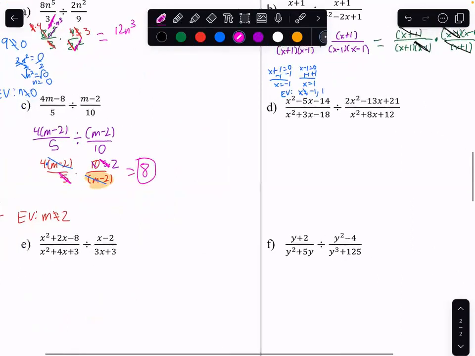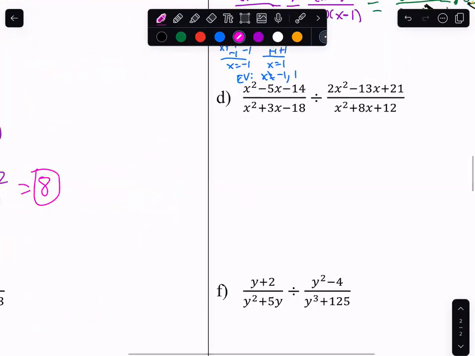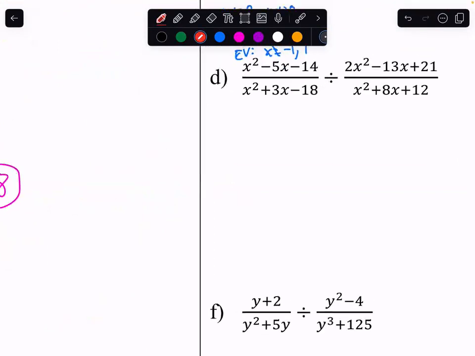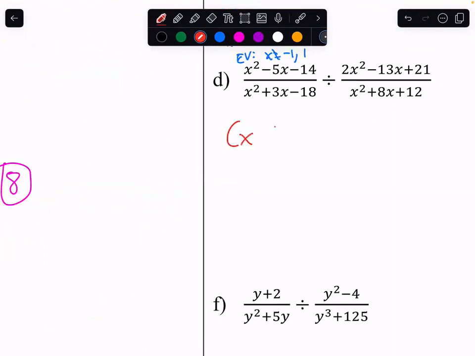Letter D, so here you had to factor 4 different trinomials. Again, the more you practice, the better off you'll be. This first one, x times x is x squared. The last term is negative, so it's 1 positive, 1 negative. 14 is 2 times 7 or 1 times 14. The middle term is negative, so we want the bigger number to be negative.